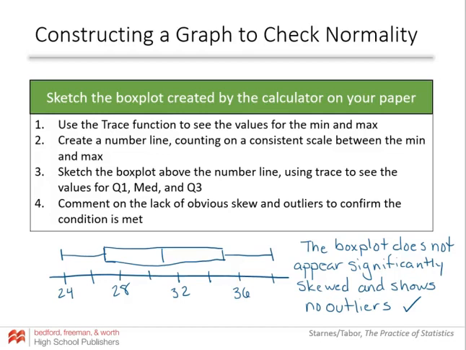You could say it's also like slightly skewed. Like this one's pretty symmetric, but if you had one that was a little bit skewed but not enough to prevent you from meeting the condition, then you could say the box plot appears slightly skewed but shows no outliers, so the condition is met.